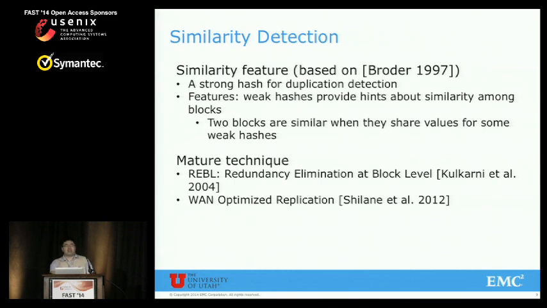For detecting similar blocks, we use a mature technique called the similarity feature. It was invented by Broder more than 10 years ago. So we use a strong hash to detect a duplicate block, and we use a few weak hashes, which are also called features, to provide hints about the similarity among blocks. Two blocks are similar if they share some of the features. And this is a mature technique which has been applied in a few other projects, such as redundancy elimination at the block level and WAN optimized replication.